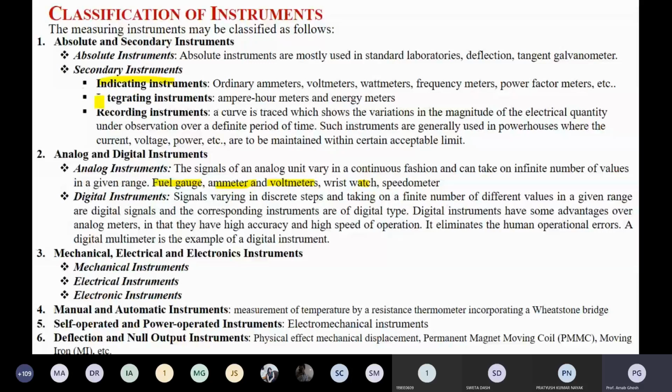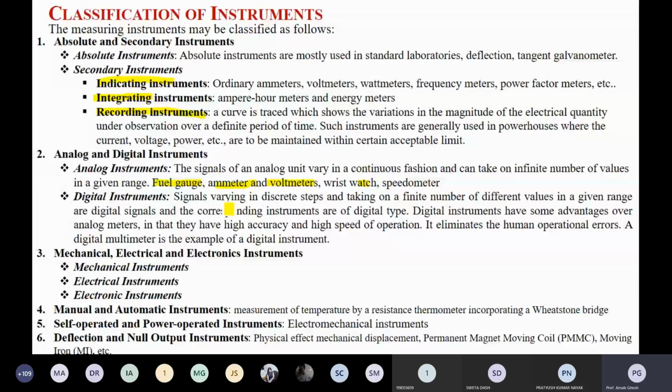and it will be measured in a digital manner, means there is a digital meter plate where you are able to see the discretized value. Okay, where you are able to see the digitalized value of the analog signals. Like that you can say the signal varies in discrete steps, and takes a finite number of different values in a given range.